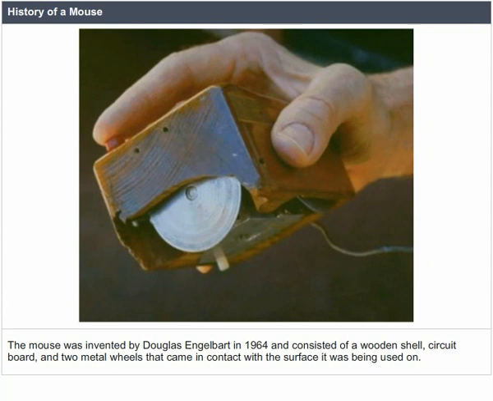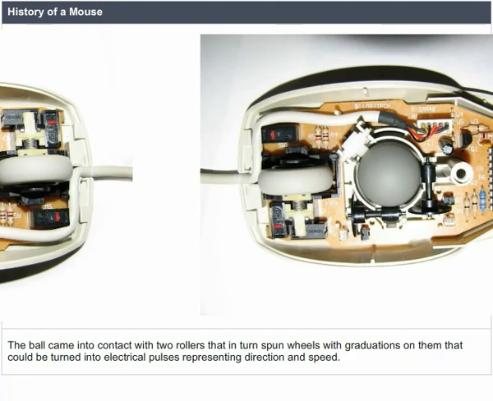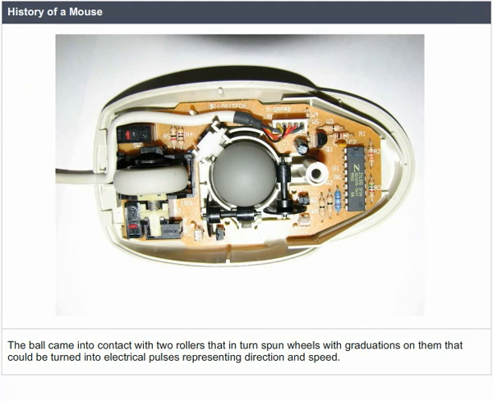Some 8 years later, in 1972, Bill English developed the design further by inventing what is known as the ball mouse. This is the mouse that we know today. The ball replaced the wheels and was capable of monitoring movement in any direction. The ball came into contact with two rollers that in turn spun wheels with graduations on them that could be turned into electrical pulses representing direction and speed.